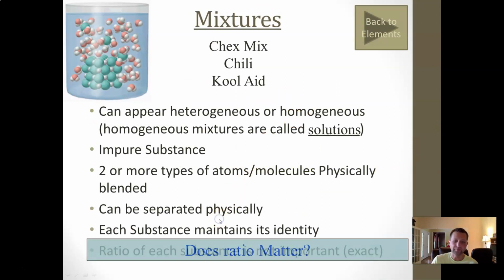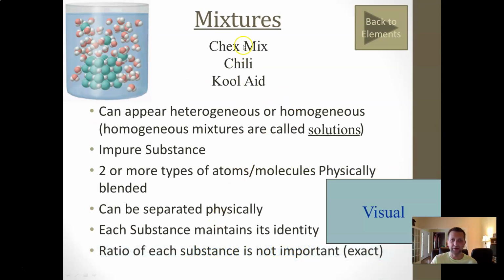Mixtures, though, there's no definite ratio. You might get a bag of Chex Mix that has more of one piece than the other. The next bag might have a different amount. There's no definite ratio there, and it's really not important. You can make Kool-Aid with 1 scoop of Kool-Aid mix and a bunch of water, or if you're into Kool-Aid and you need that to be really strong, you put 5 scoops in, or whatever it is. It's still Kool-Aid, right? But the ratio isn't a definite ratio, right?